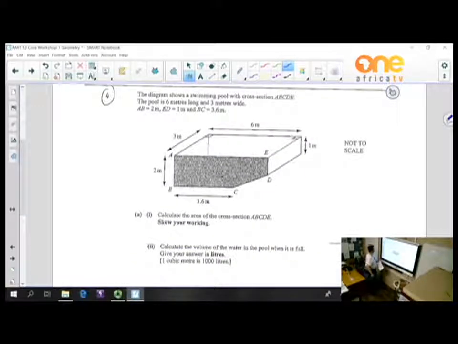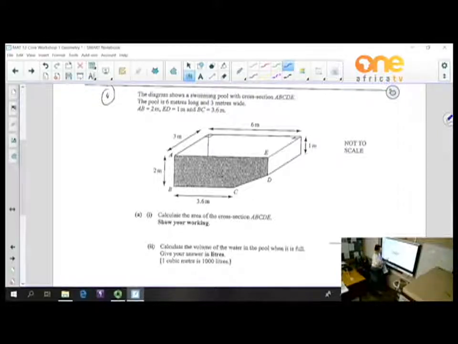The diagram shows a swimming pool with cross-section A, B, C, D, E. The pool is 6 centimeters long. So here you've got a nice picture of how it looks. Calculate the area of the cross-section here. This is the one that we have to calculate.